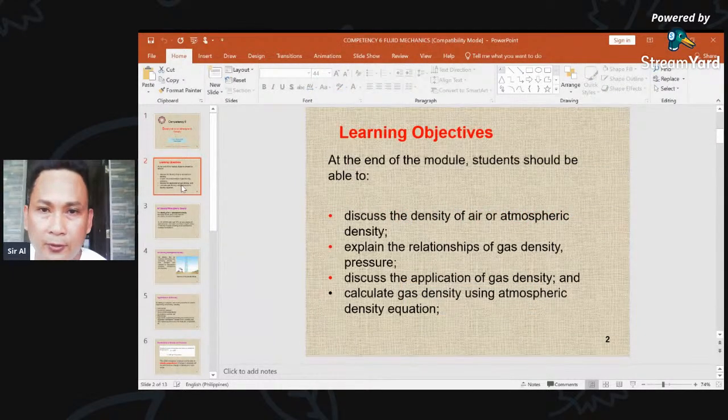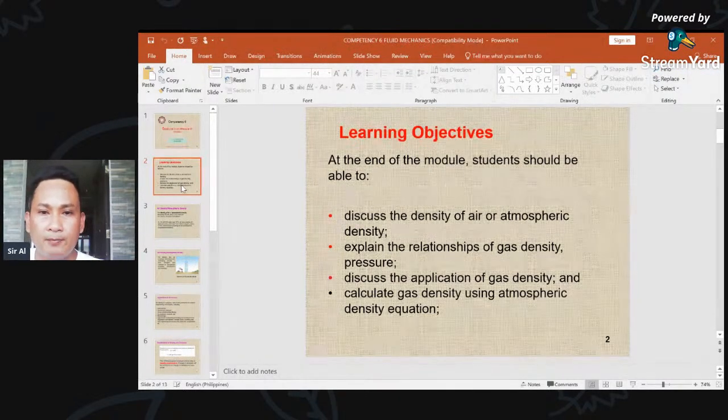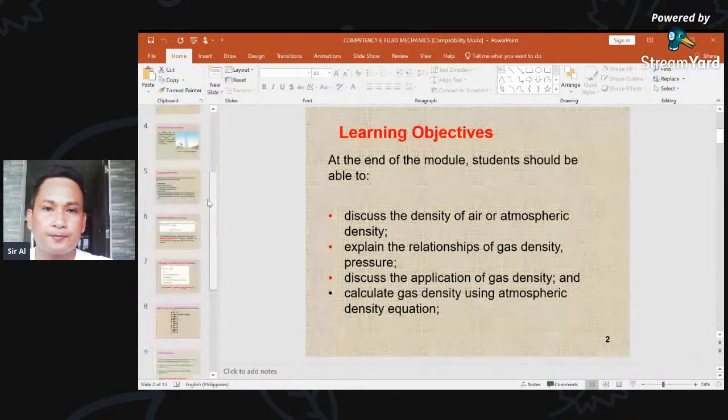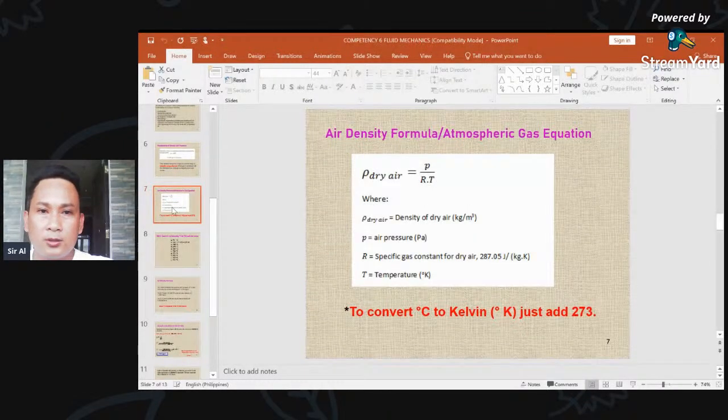Okay, so the objectives for this module are as follows. Discuss the density of air or atmospheric density. Explain the relationships of gas density and pressure. Discuss the application of gas density and calculate gas density using the atmospheric density equation. I'm not going to tackle everything about this module because I presume that you have already read and understood some of the concepts here. I'm just going to give emphasis to the air density formula or atmospheric gas equation.